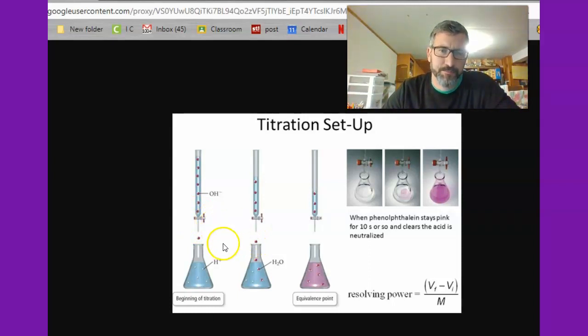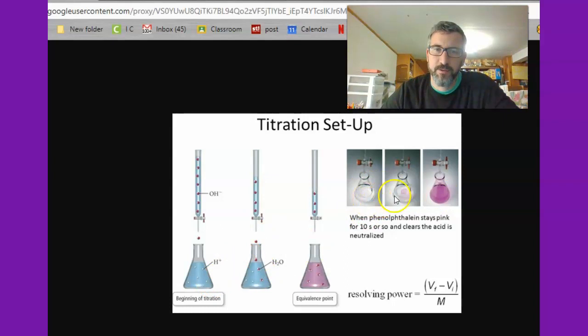So what we're doing is we know the concentration of the base, we don't know the concentration of the acid, and we know the volume of the acid. We add the known base to the unknown acid until we get a neutral pH, and that's going to tell us that the reaction is finished, or at least until we reach what's called the equivalence point. It may not be exactly neutral, but we don't really have time to get into that, so we'll just call it neutral.